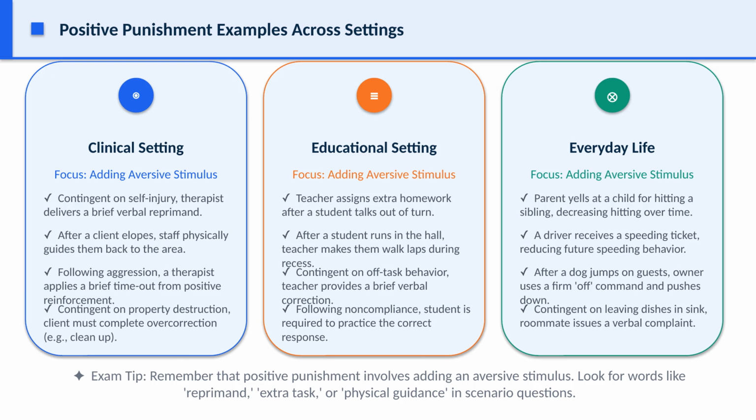In education, extra homework or laps during recess add effort-based consequences. Everyday examples like yelling or a speeding ticket show how natural communities use added stimuli to suppress behavior. For the exam, always check, is something added? If yes, and the behavior decreases, it is positive punishment, regardless of how unpleasant the added stimulus seems.